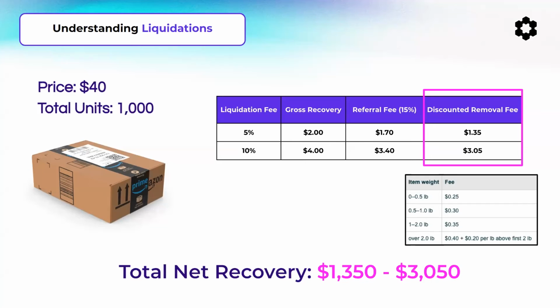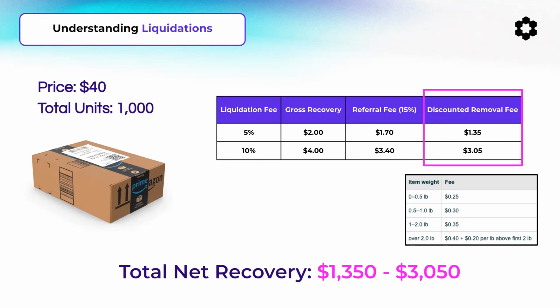So now that $2 goes to $1.70, and $4 would go to $3.40. And then on top of that, they're going to take a discounted removal fee. So it's 4 times less than normal removal fees. If you go to liquidation, it's significantly less.